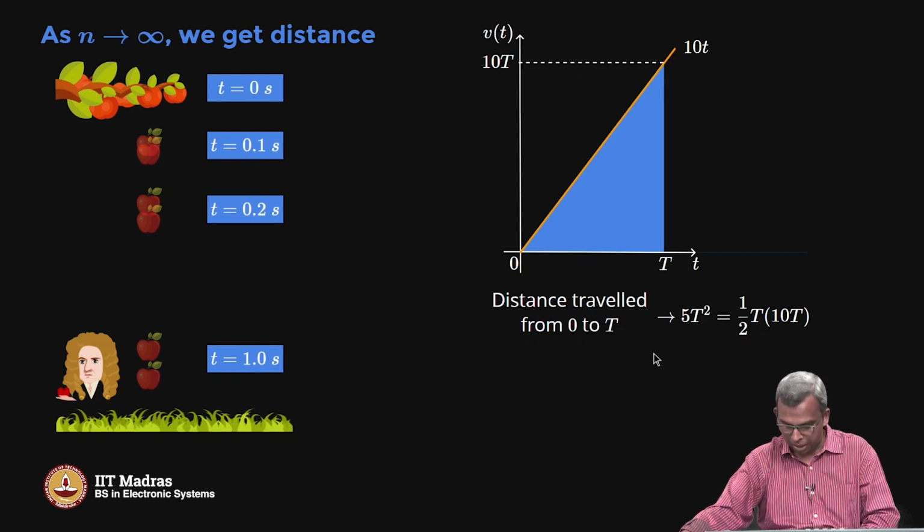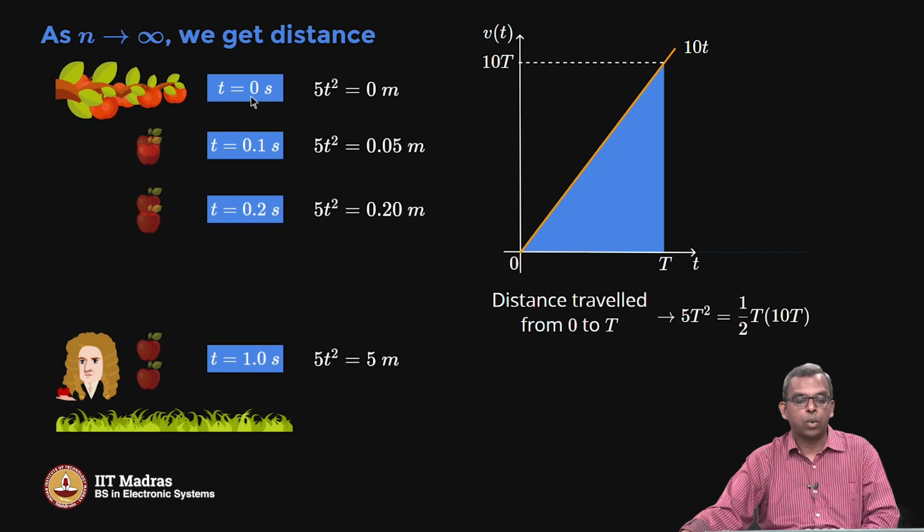If you plug that in, you see that 5t square is 0 here. At 0.1 second, it's gone to 0.05 meter. At 0.2 second, it's gone to 0.2 meter. At 1 second, it's come to 5 meters. So this is the explanation for a falling object.